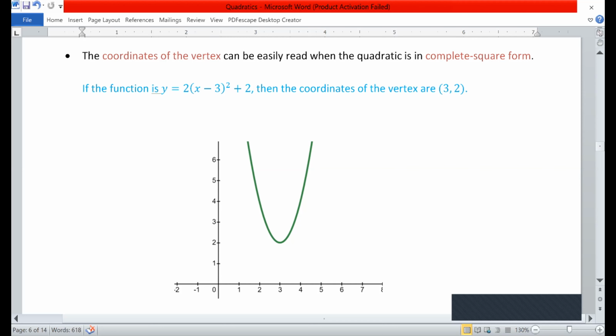So in your sketch, you can show the coordinates like 3, 2 with dotted lines.